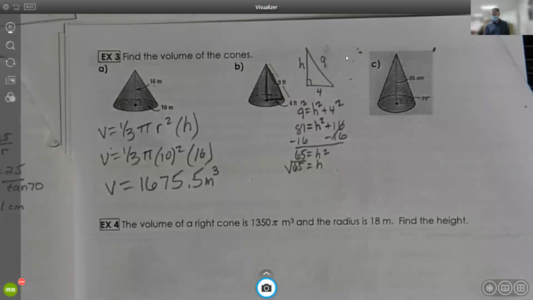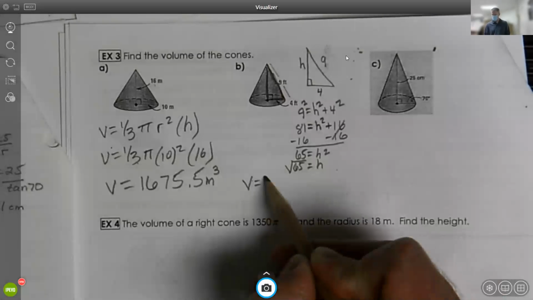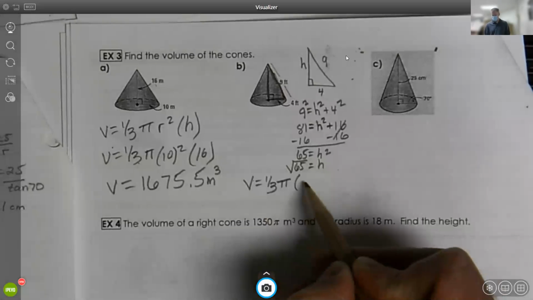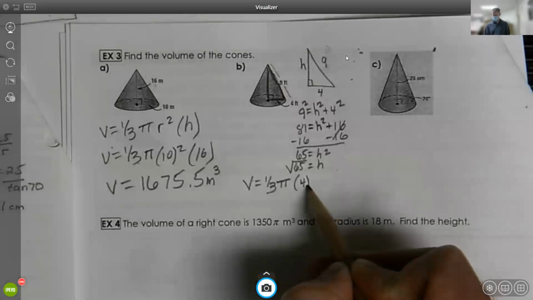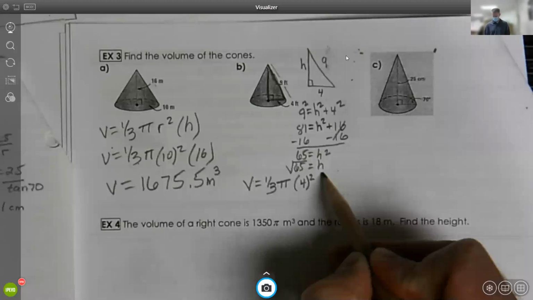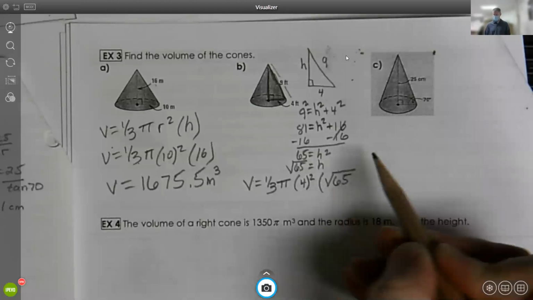So we're ready to head into our formula. 1/3 pi r squared times the height, square root of 65.